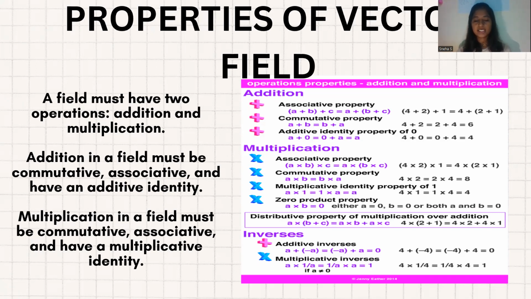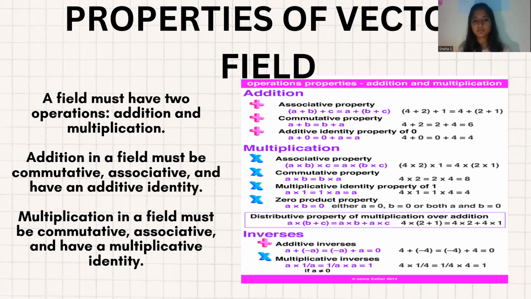So in addition, there are three properties, that is associative, commutative, and additive identity, where we see (a + b) + c gives a + (b + c), that is (4 + 2) + 1 gives 4 + (2 + 1). No matter how you add, you get the same result. Commutative property means a + b is equal to b + a, that is 4 + 2 is equal to 2 + 4, with the sum remaining the same, that's 6. And additive identity means when you add 0 to any number, you get the same real number.